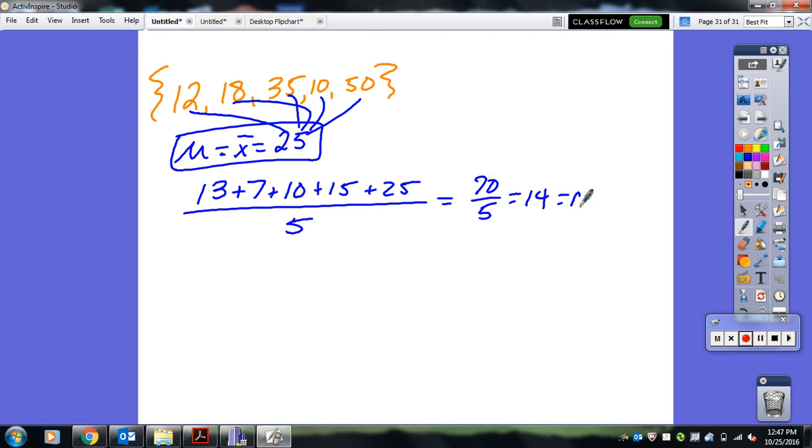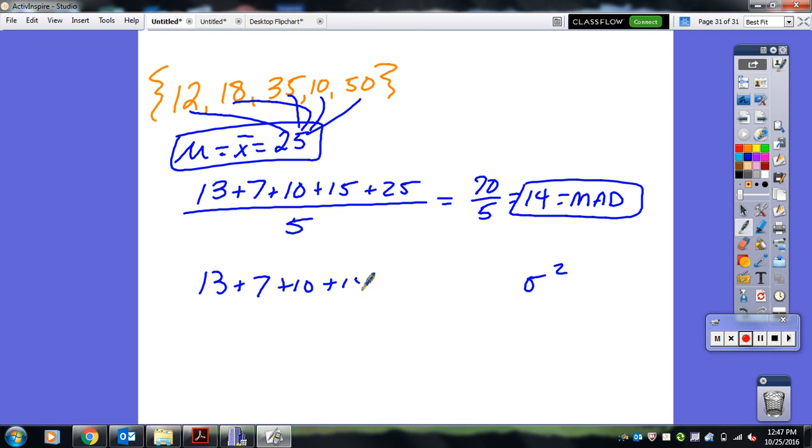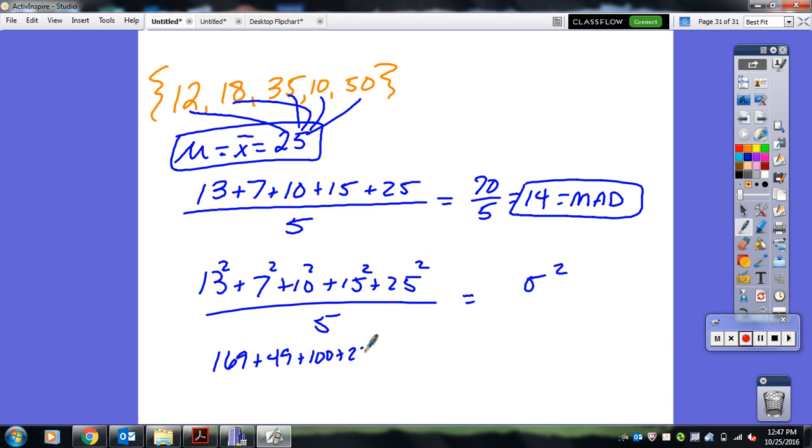That's my mean absolute deviation. To find your variance, it's the exact same thing. The distances away, so I can just rewrite those same distances. The only difference is each of these numbers are squared. So we follow order of operations and square each of those numbers. 13 squared, 169, plus 49, plus 100, plus 225, plus 625.